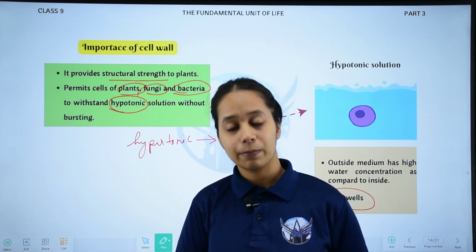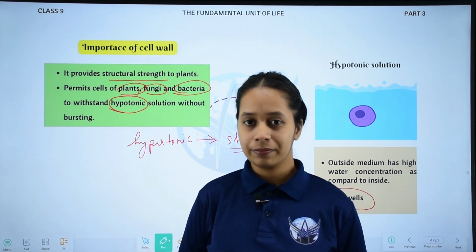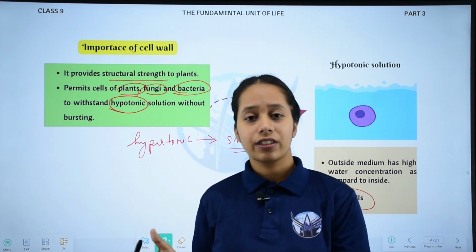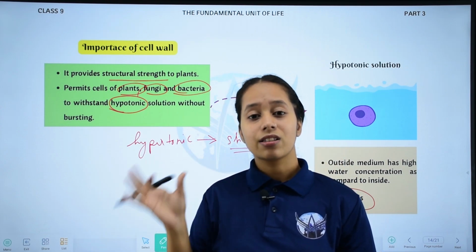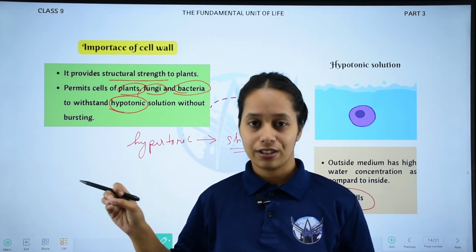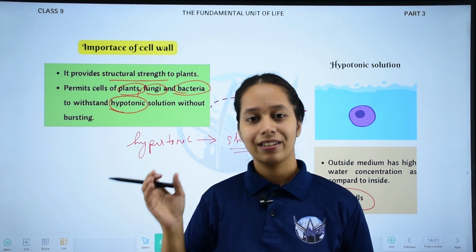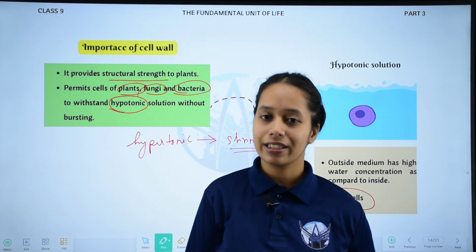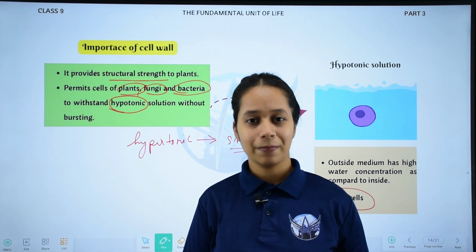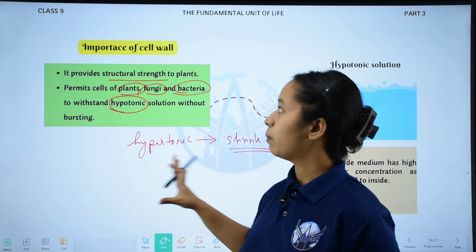It is only present in plant cells, not in animal cells. Due to this reason, it does not fall under the three major features, because in animal cells we will not find a cell wall. Okay, so this is everything about the cell wall.